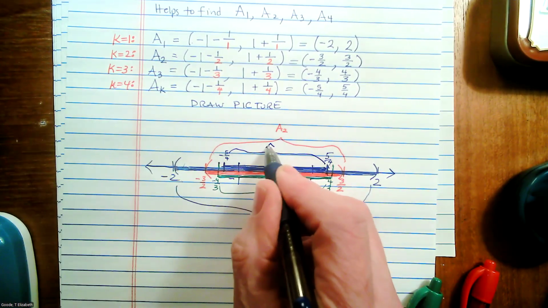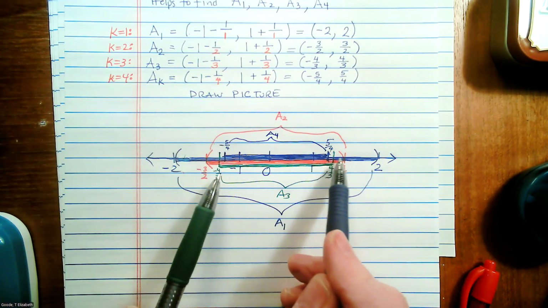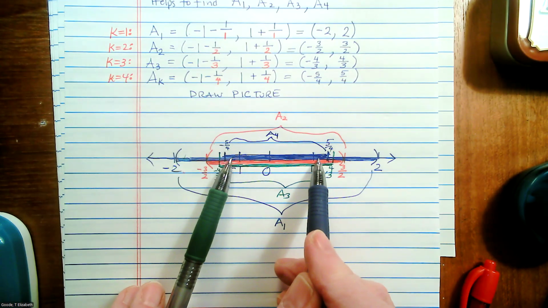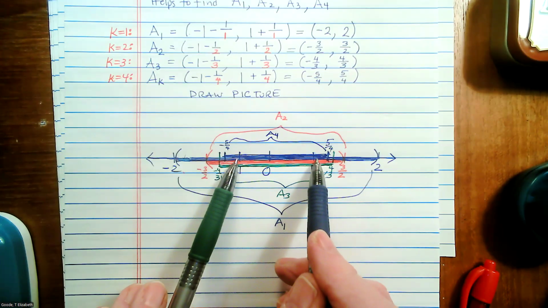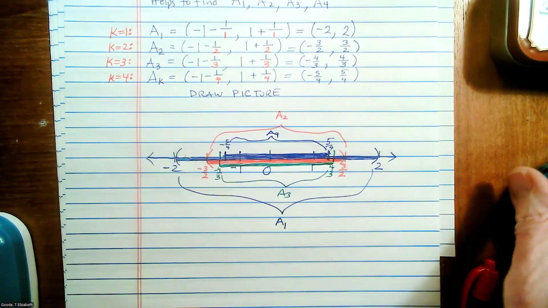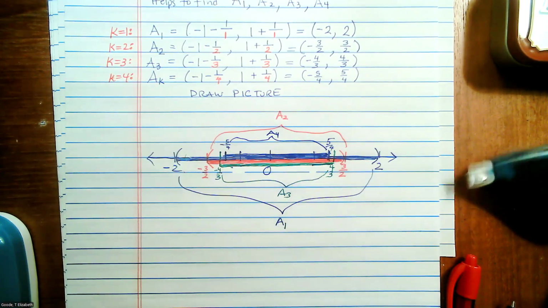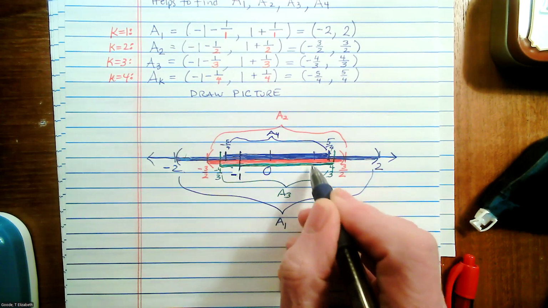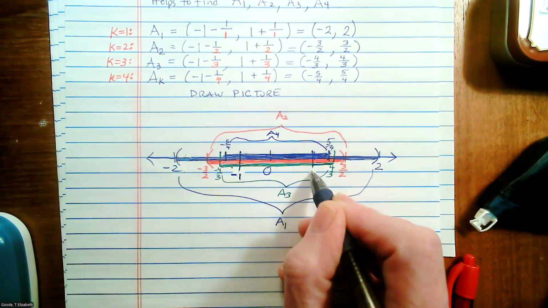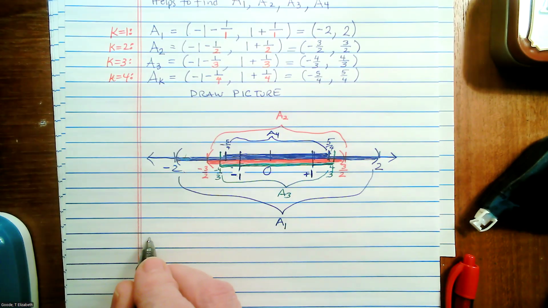All right. So at least we can see what's going on. And you can see that as K gets bigger, these sets just get closer and closer and closer to -1 and 1. But they never actually touch -1 and 1. See what I mean? They're always a tiny bit outside of -1 and 1. See?